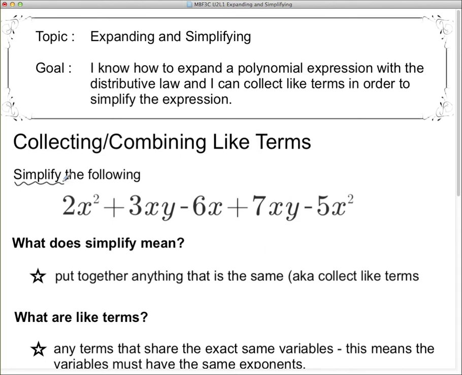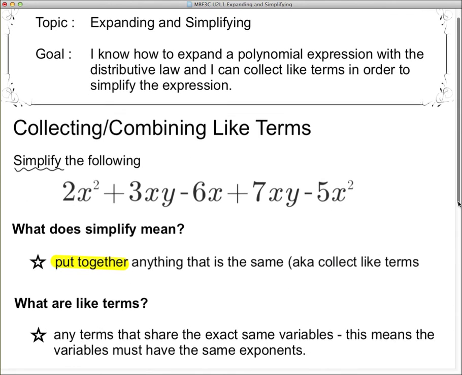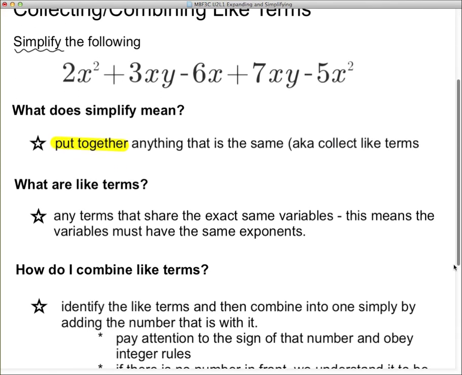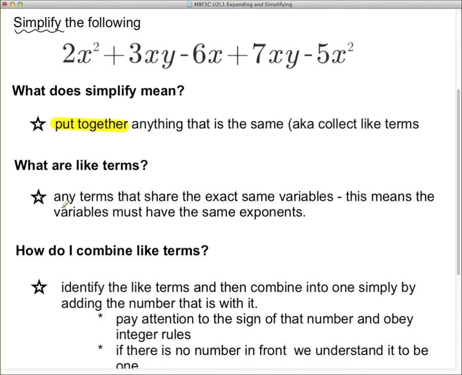Now, what does simplify mean? Well, it means that we need to put together anything that is the same. And in math terms, putting together anything that's the same also means collect like terms. So I'm going to pull this down a little bit. What are like terms? Like terms are any terms that share the exact same variables. This means the variables must have the same exponents.